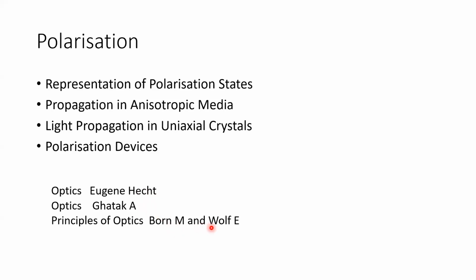Born and Wolf's book is a kind of treatise. It's very advanced, and it's more than 900 pages. So it's meant for advanced level students and researchers. But certainly, there are certain topics which are accessible to undergraduate students and early postgraduate students.